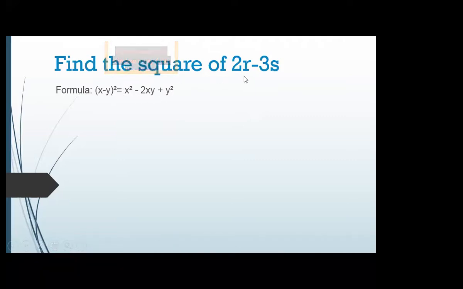Afra, what do we have to do? First we have to check what the sign is between these two terms. If there is a negative sign, we are going to apply the second formula, that is x minus y whole square. So here we get the formula. Let's compare the left hand side of the formula with our question. By comparing we get the first term is 2r, so x is equal to 2r and y is equal to 3s. Is it clear, Afra?